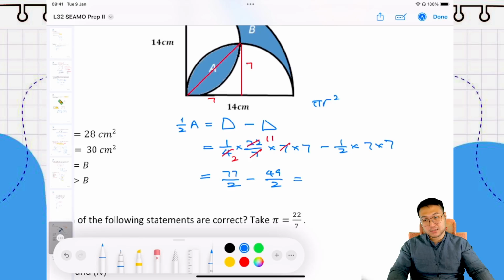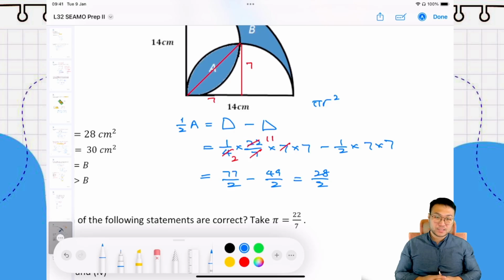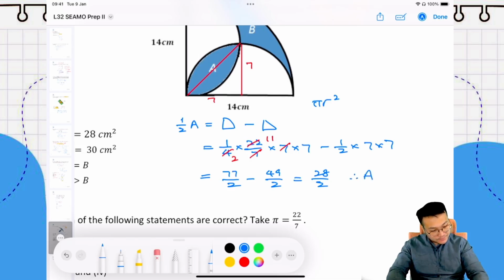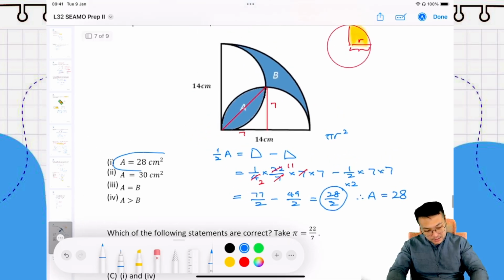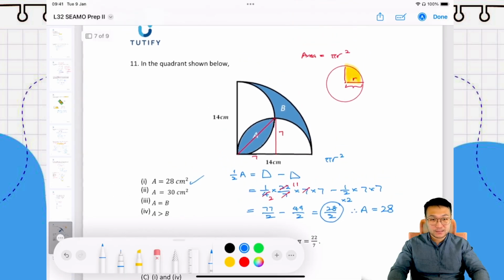And that leaves us with 28 over 2. Now 28 over 2 is actually half of the shaded region A. Therefore, the shaded region A must be 28 over 2 times 2, which is 28 cm squared. So we found that A is 28 cm squared, and we know this to be true. That's a good start. Anyone have any questions so far?